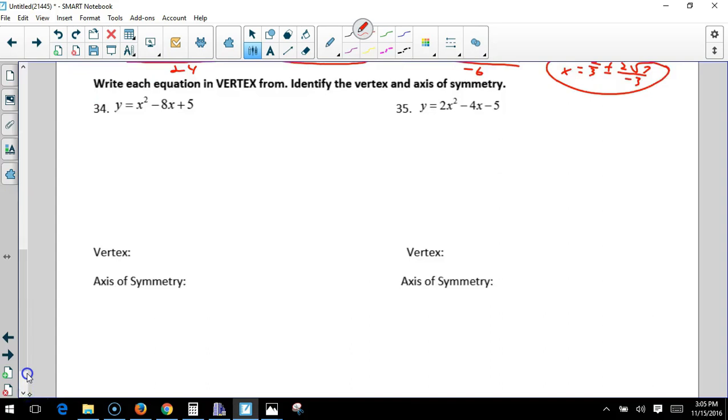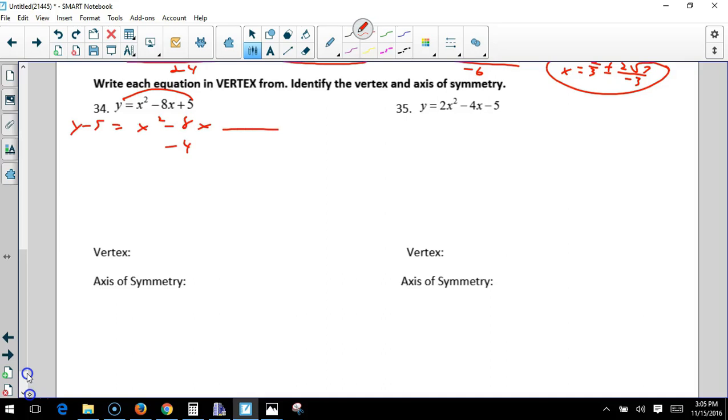Okay, we need to write these in vertex form. Try to remember the steps for vertex form. Basically, you complete the square. We need to move this 5 over, except this time we have a y instead of the 0. So we get y minus 5 equals x squared minus 8x. There's our space. Now we just complete the square.